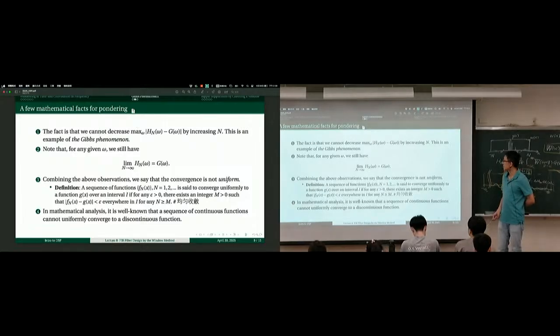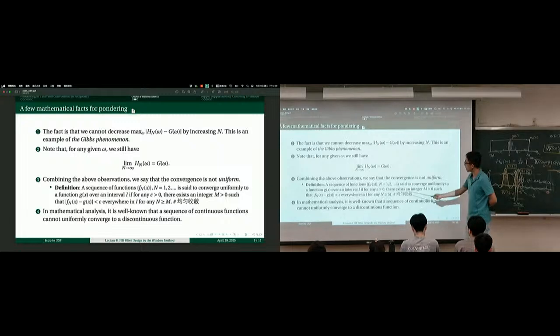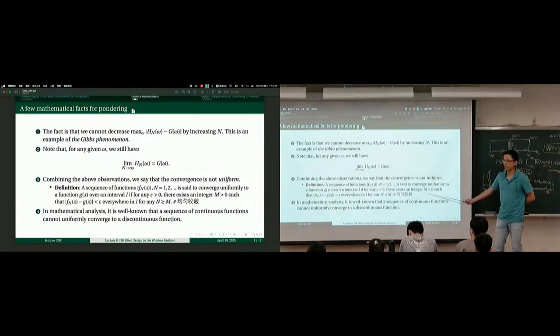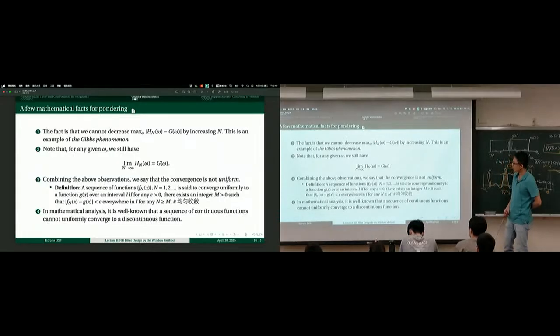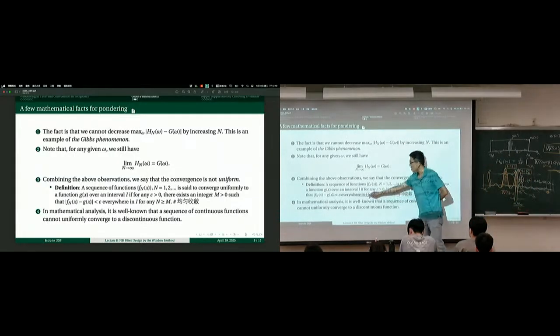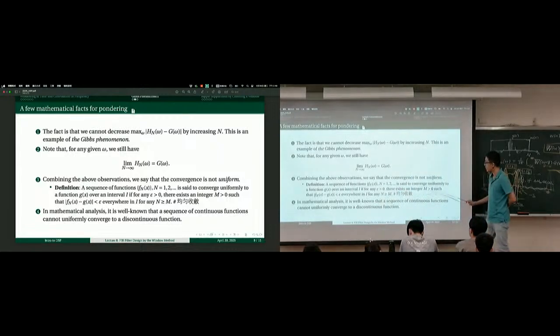A sequence of functions converges to g uniformly if, and the important detail is that, for any epsilon, there exists an integer m, but this m is the same m for every x. That's a key detail to pay attention to. If for any epsilon, there is an integer m, and the m is the same m for every x in I, such that the approximation error's absolute value is smaller than epsilon. So that's the definition of uniform convergence.